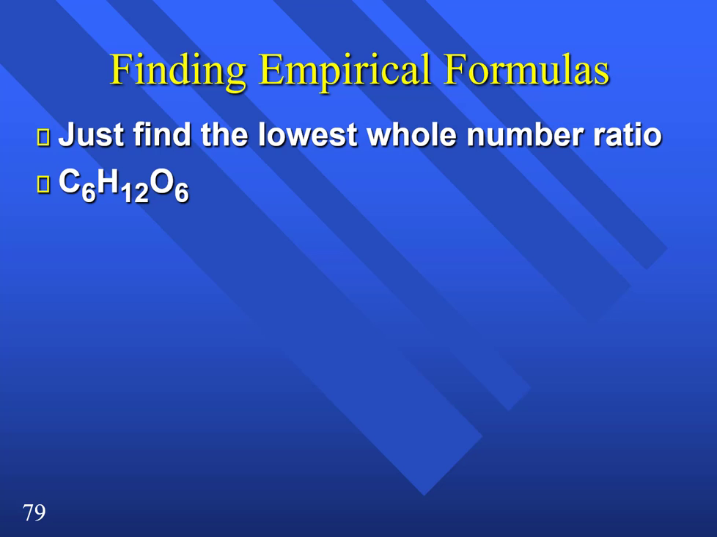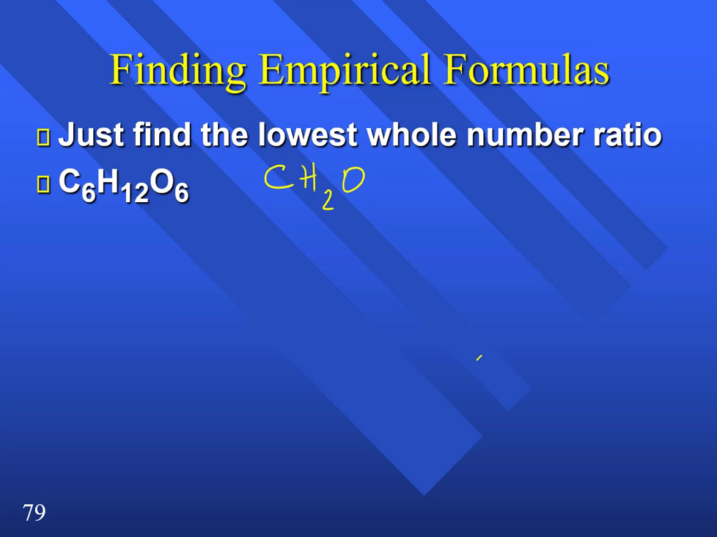So for C6H12O6, okay, look at the subscripts. Do they have a common factor? Just like you were simplifying fractions, right? They have a common factor. The common factor is 6, right? So I divide all the subscripts by 6. So instead of 6 carbons, I got C. Instead of 12 hydrogens, it's 2. And instead of 6 oxygens, it's 1. So the lowest ratio is CH2O.